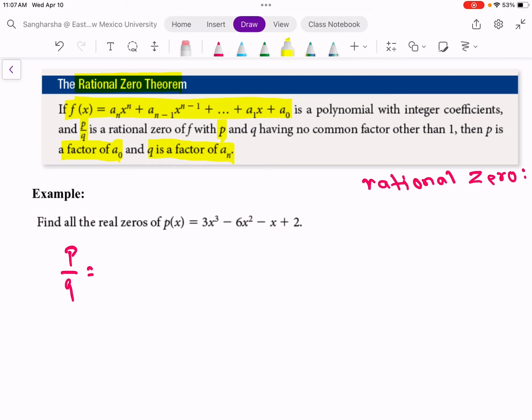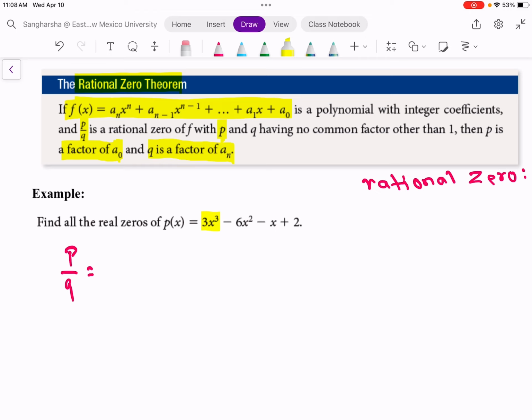3x cubed is the leading term, and what is its coefficient? 3. So we write down every factor of 3, meaning every number that divides 3. What are those numbers? 3 and 1. Do we have any other number? What about negative 1? Can we divide 3 by negative 1? We can, right? 3 divided by negative 1 is negative 3. We can use negative 3.